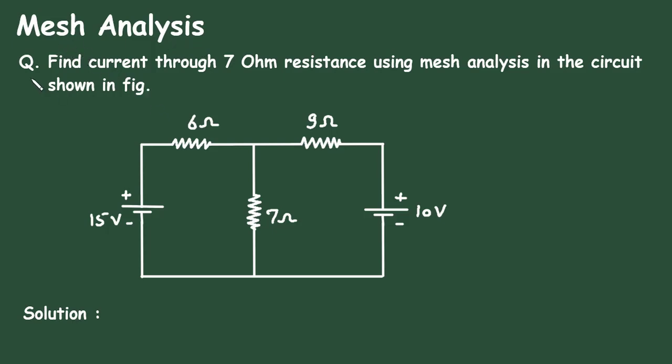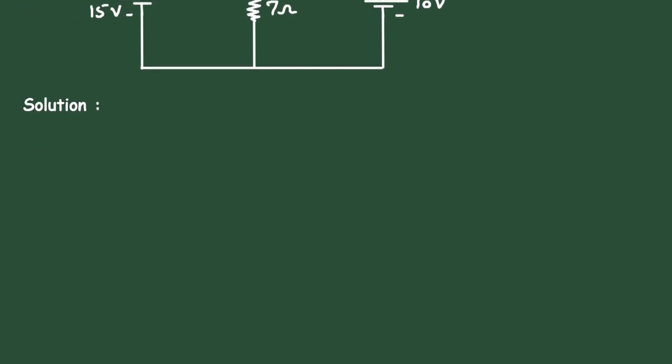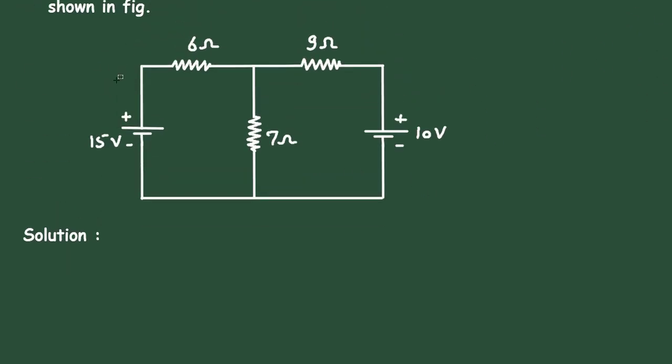Mesh analysis question: find current through 7 ohm resistance using mesh analysis in the circuit shown in figure. Here in this circuit, we have to find the current through this 7 ohm resistance by using mesh analysis method. Solution: first of all, let's copy this circuit from here directly.